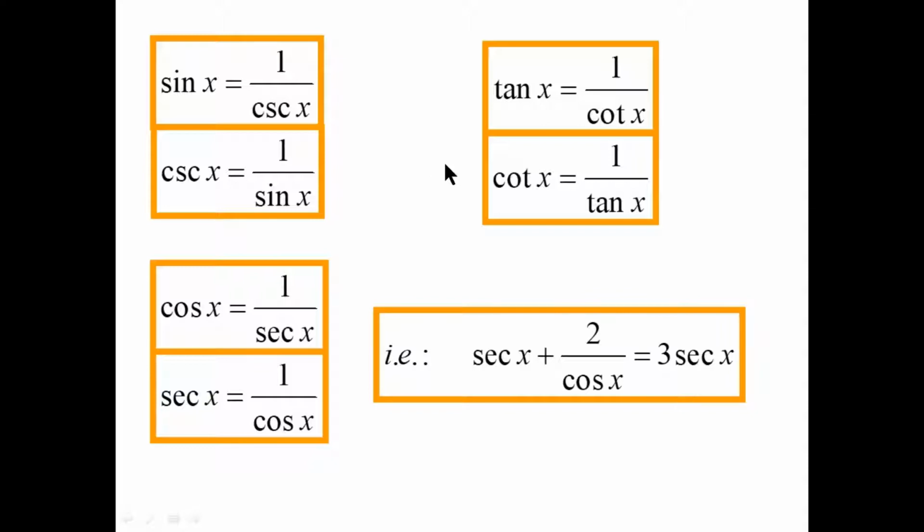This study of the reciprocal ratios comes in handy when we're simplifying expressions. Like secant x plus 2 over cosine x. Well, 2 over cosine x is 2 times 1 over cos. And if you observe this box here, 1 over cos is actually secant. So this is secant plus 2 more secants, which is 3 secant x.